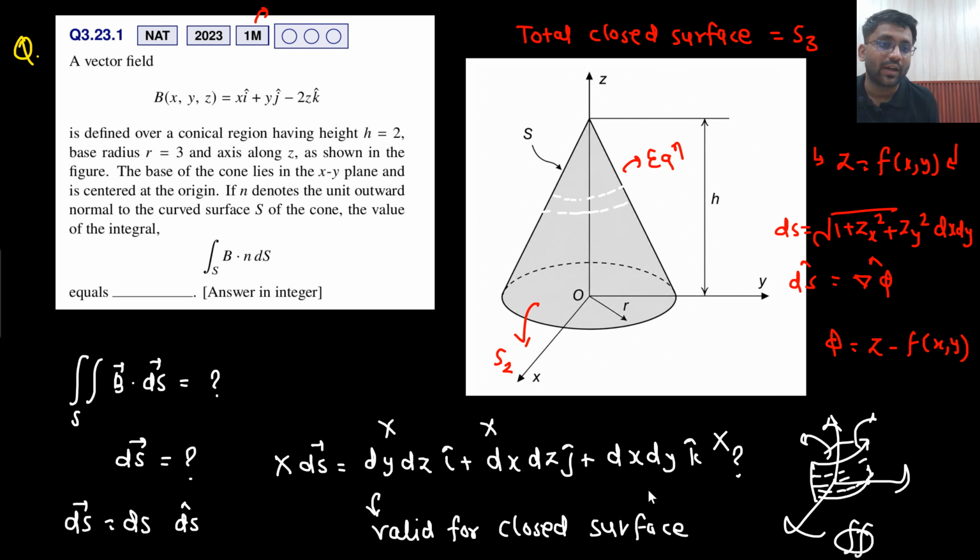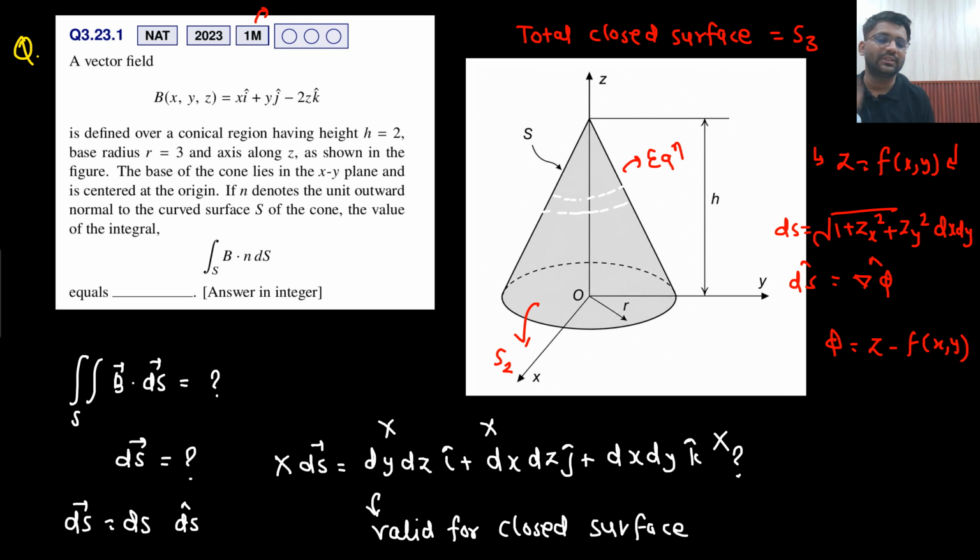But what am I going to do? I am going to find out the flux through the whole volume. Or I should not say volume, I should say through the whole closed surface. I will find out the flux through the whole closed surface. Then I will find out the flux through this downward surface, and from there I can get the flux through the surface S. This is the process that I am going to do.